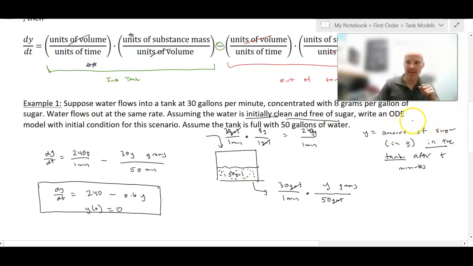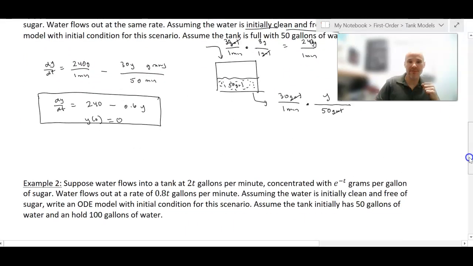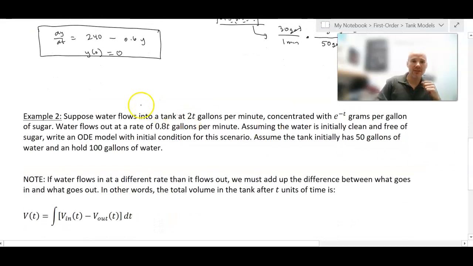Now, the beauty of this model is that this concept of rate in minus rate out is applicable even if the rates are not constant. So let's change things up a little bit. Suppose water flows into a tank at 2t gallons per minute. What that means is that the number of gallons per minute coming in is a function of time. I'll write this as a quick t table. At time 0, 2 times 0 is 0, and there's nothing flowing in at that moment. At time 1, 2 times 1 is 2 gallons per minute coming in. At time 2, 2 times 2 is 4 gallons per minute coming in.